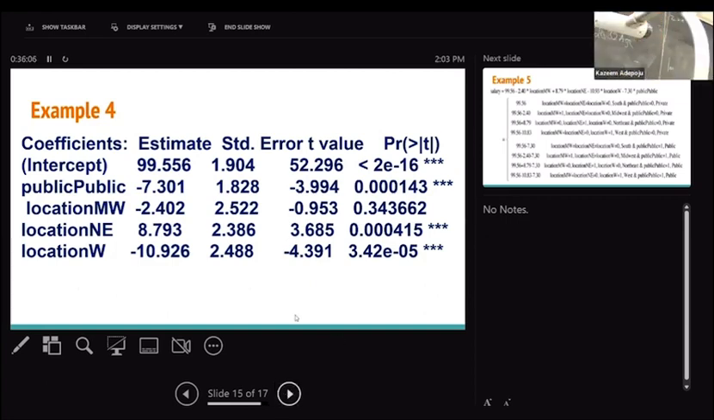So now you see public, right? It means R coded public as 1, private as 0. Any question? Okay, what is the meaning of 99.556 now that you are saying? Somebody who works in private and also not from this region that is being displayed, is from which region? South. Good job. Send me a message for extra credits.